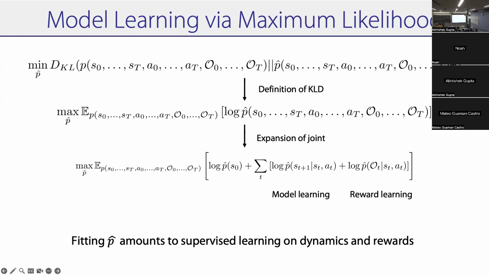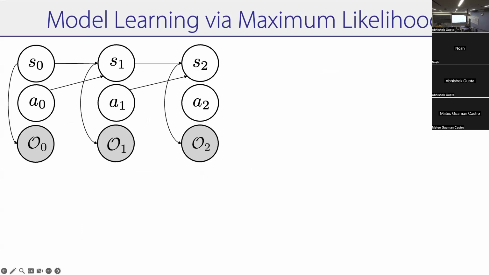What I'm trying to get at here is that fitting an approximate P hat amounts to just doing supervised learning for your dynamics and your reward. It's the same thing we did in model-based startup, the same as minimizing the divergence between a clone P hat and your true model P. In your homework, fitting your model is just minimizing mean squared error between your predicted next state and the true next state. And predicting rewards, you'll have something that takes an S and A and gives you a scalar, and you try to minimize the distance between that scalar and the true reward.